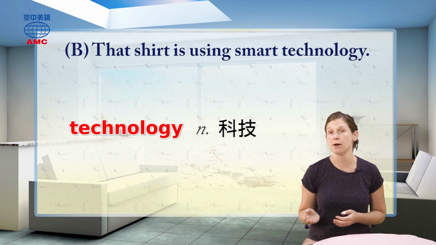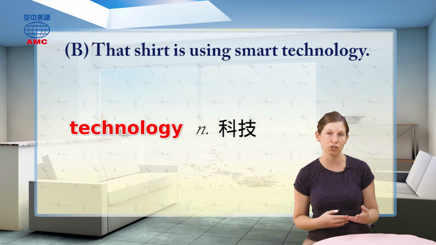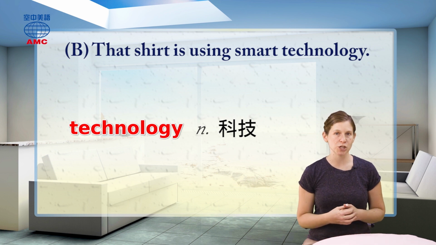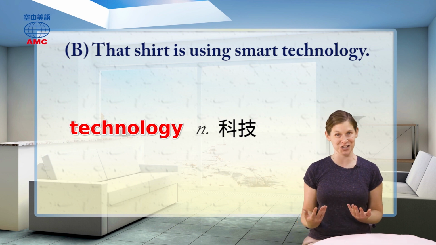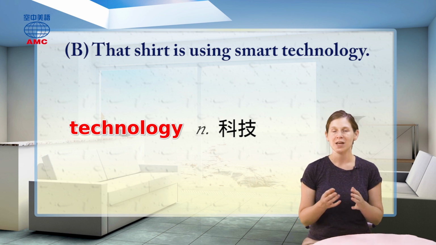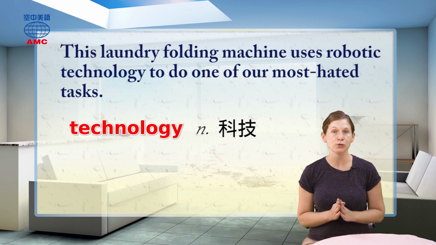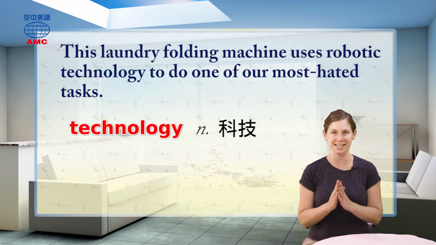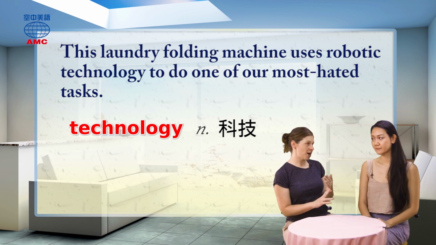For instance, a smartphone has a computer in it, so it can calculate, find information for you, be a map, that sort of thing. So a smart t-shirt would maybe use a computer chip to measure how much you sweat. Do you need more exercise? Is your shirt clean or not? That sort of thing. Here's an example sentence. This laundry folding machine uses robotic technology to do one of our most hated tasks. It folds our laundry.